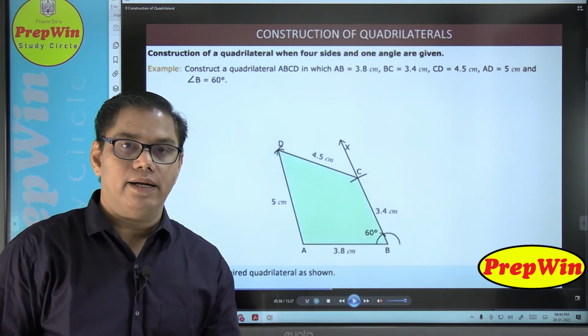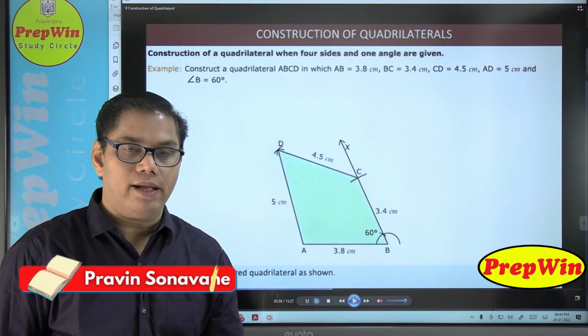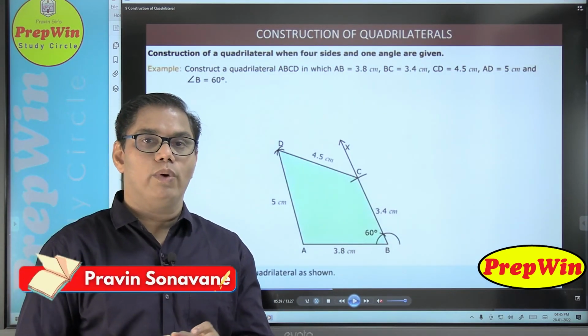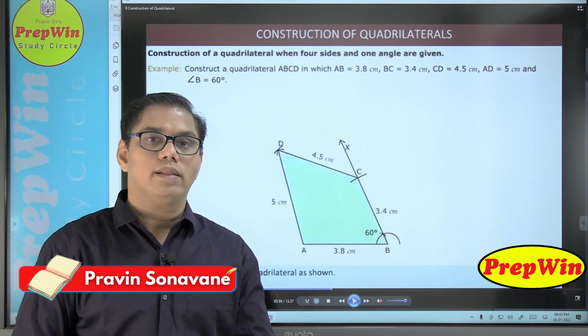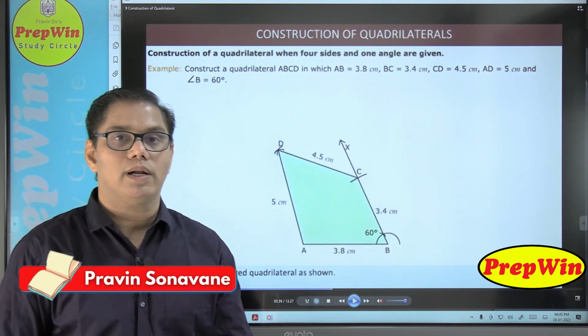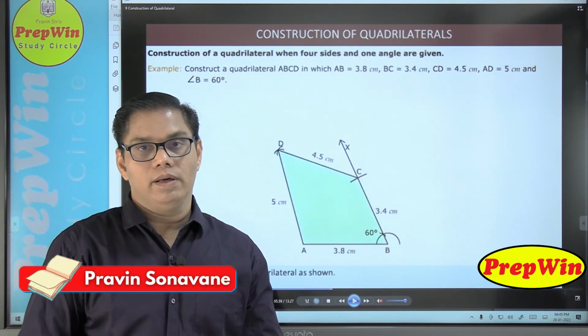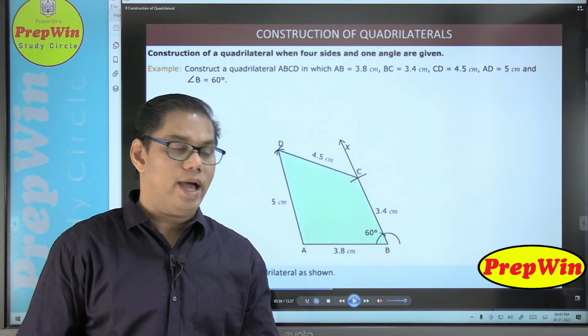We started our class by drawing an angle. In our next class, we are going to learn how to draw the special quadrilaterals. Special quadrilateral means parallelogram, rectangle, rhombus, square and trapezium.